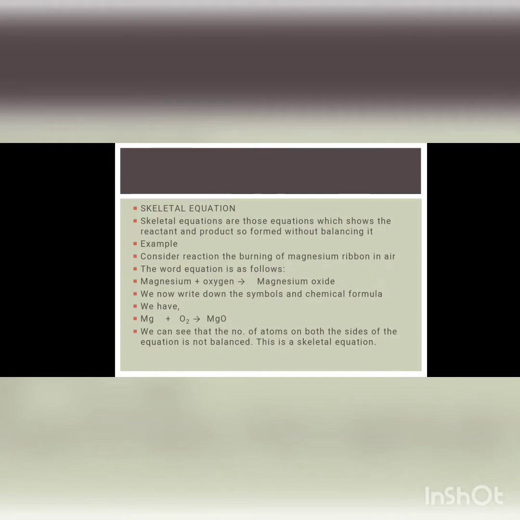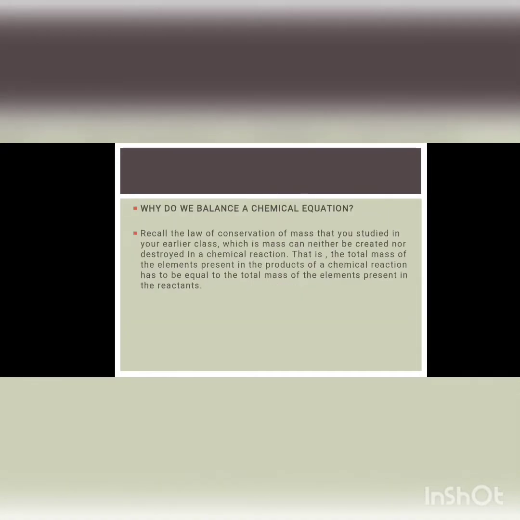Here you can see that the number of magnesium and oxygen atoms are not the same on the reactant and product sides. Then why do we need to balance a chemical equation? If you remember from your earlier class, mass can neither be created nor destroyed in a chemical reaction. That is, the total mass of the elements present on the product side has to be equal to the total mass of the elements present on the reactant side.